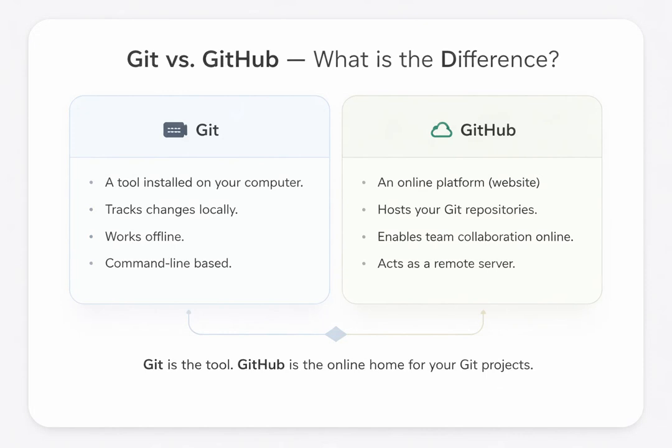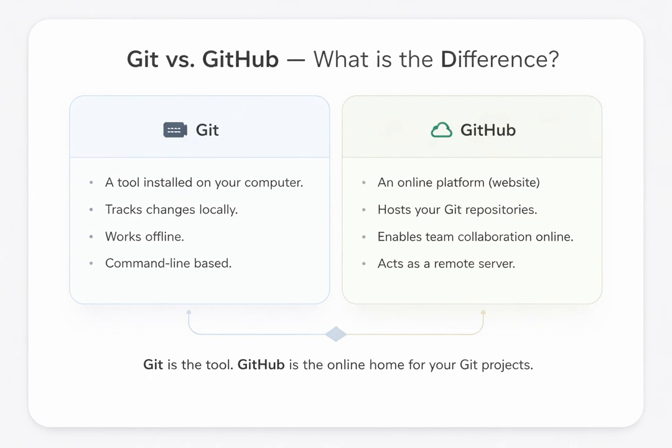Now, a very common point of confusion, especially for beginners, is the difference between Git and GitHub. They sound similar, but they are actually two very different things. Git is a tool that you install on your own computer. It is what tracks your changes, manages your history, and lets you work offline. GitHub, on the other hand, is an online platform, a website where you can host your Git repositories. Think of GitHub as the online home for your projects.